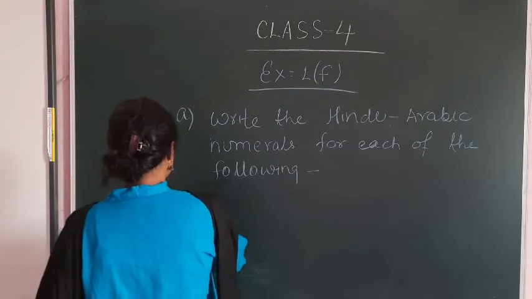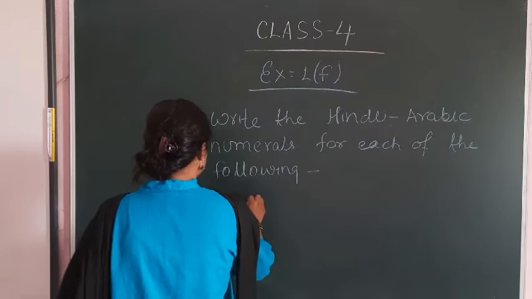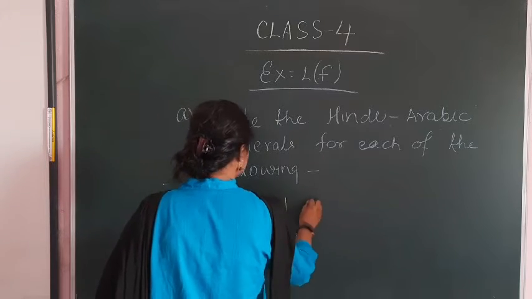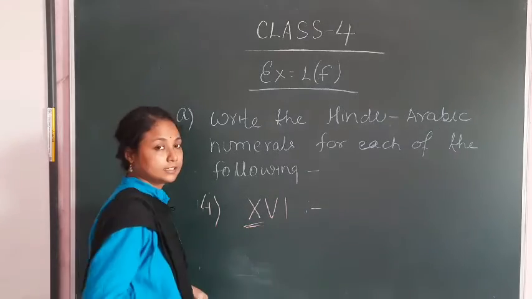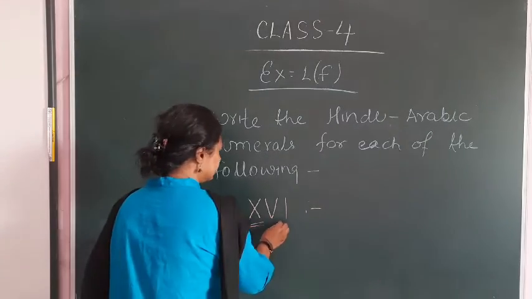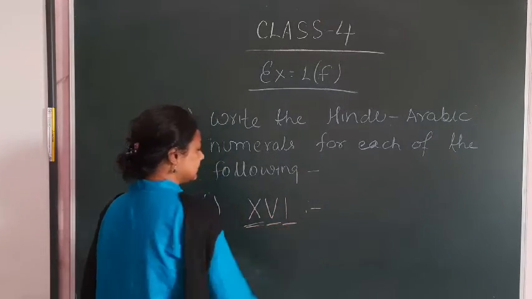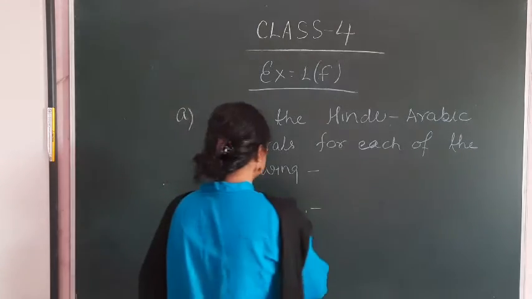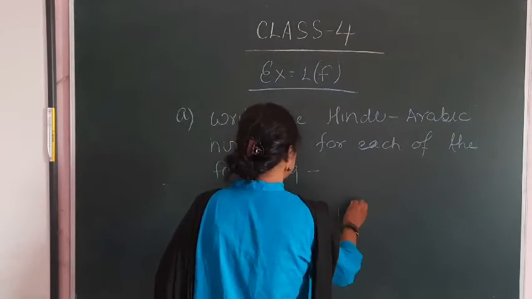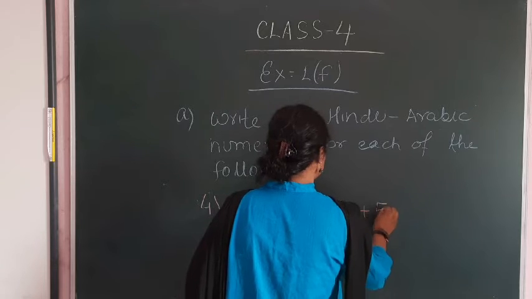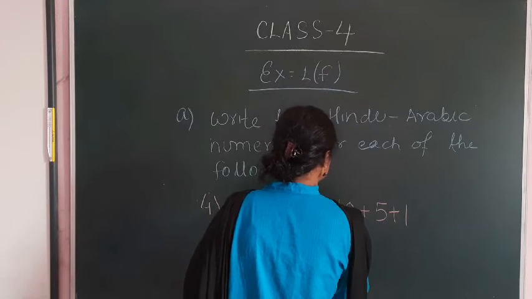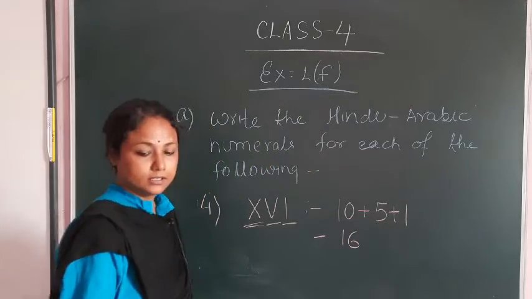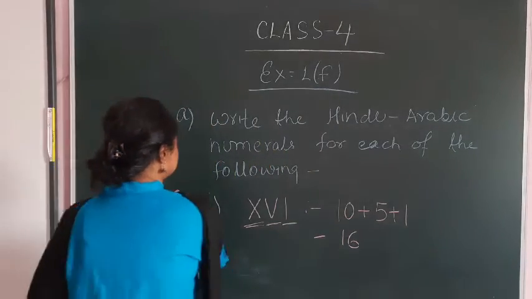Then come to question number 4. This is 10, this is 5 and this is 1. So this is 10 plus 5 plus 1. So this is 16.